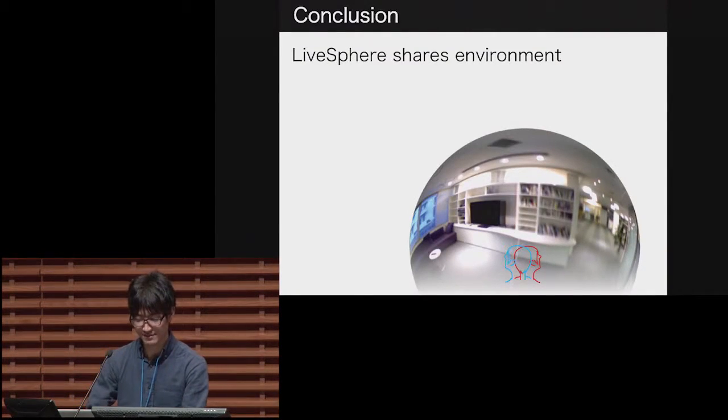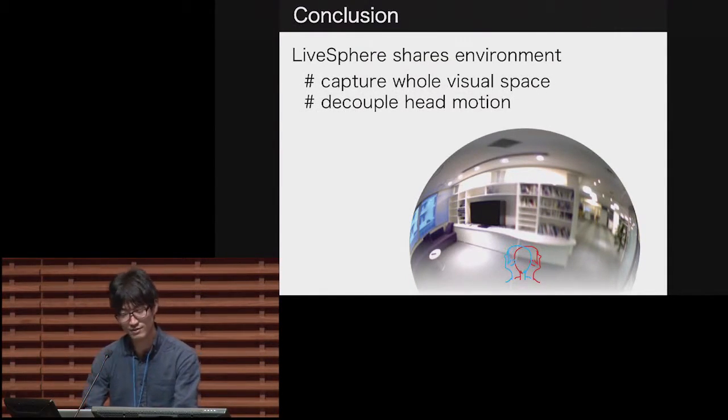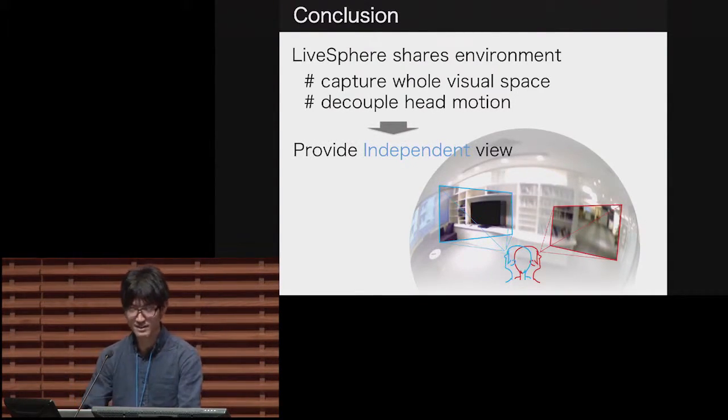So, conclusion: LiveSphere shares the environment for remote collaboration. This includes two parts: capturing the full visual space and decoupling the body's head motion from the view. Through this, LiveSphere provides an independent view from the body's head motion and realizes effective remote collaboration. Thank you for listening.